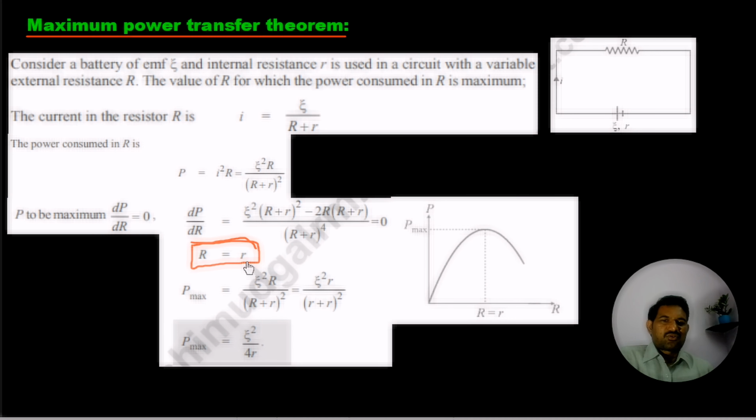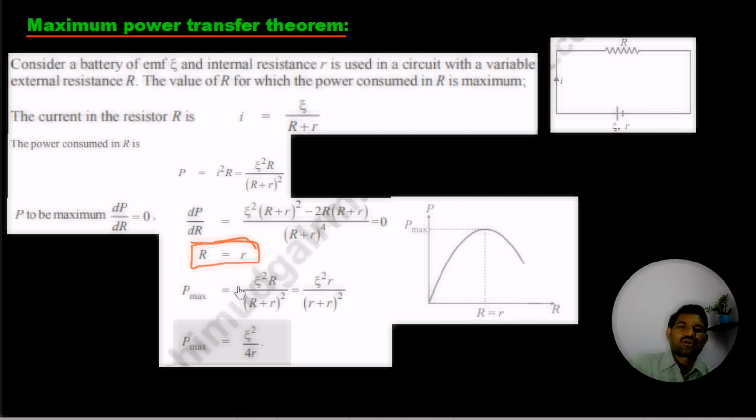That is our conclusion here. When the effective internal resistance in the circuit is equal to the external resistance, then the power consumed in that circuit will be maximum, right? And then you can calculate the maximum power by substituting this capital R is equal to small r here.